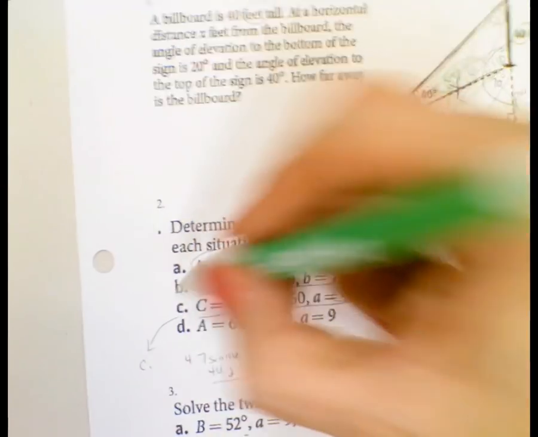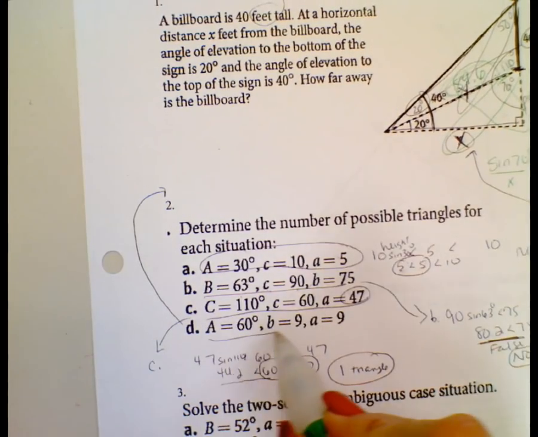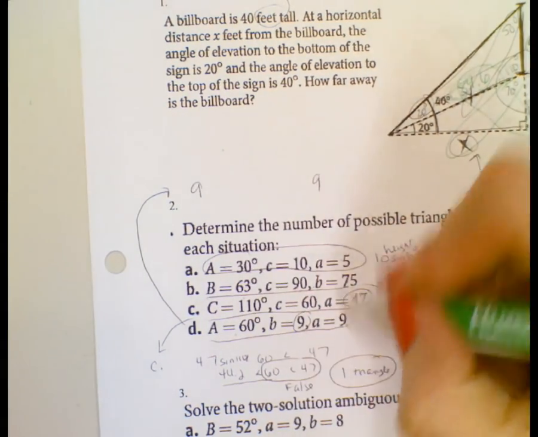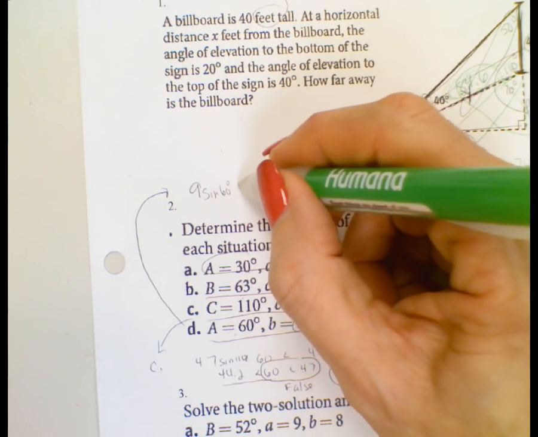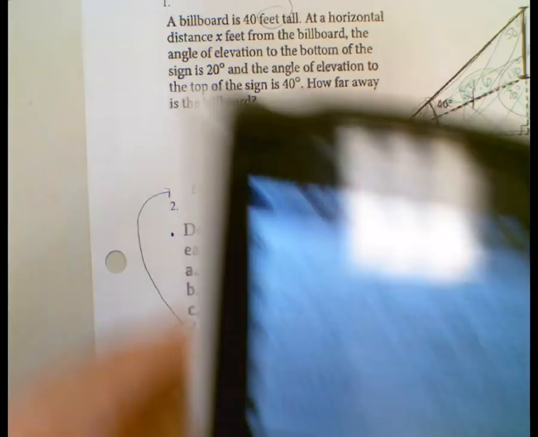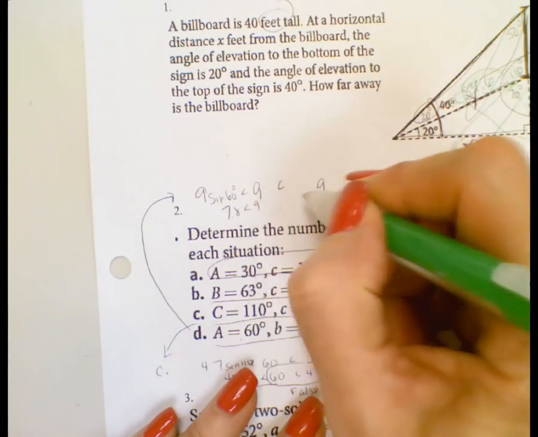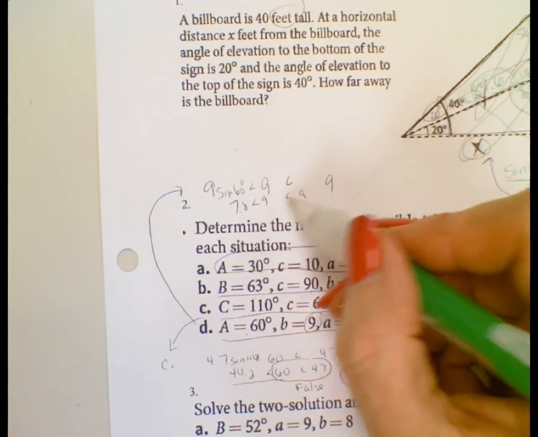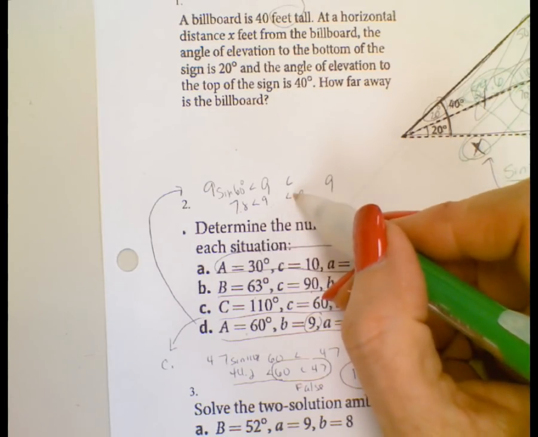And D, I know I'm all over the place here, but D, we're going to do up here. So in D, it's the oddball side. The adjacent side is 9. So 9 and 9. The opposite side is also 9. Lots of 9s. So we have 9 sine of 60 is 7.8. So this is true, so that means there's at least one. And when your two sides are equal, that means it's isosceles, which means there's one triangle.